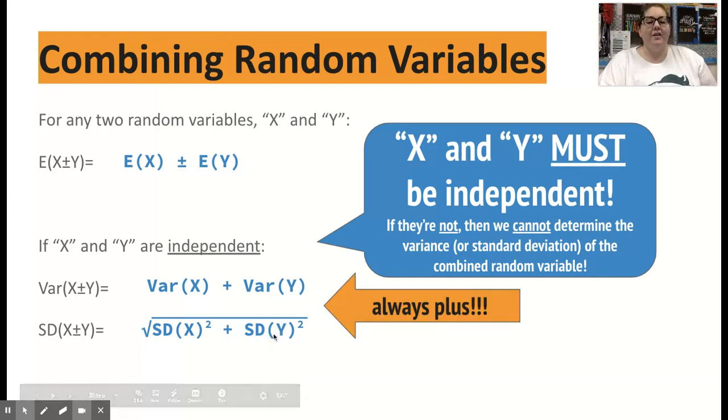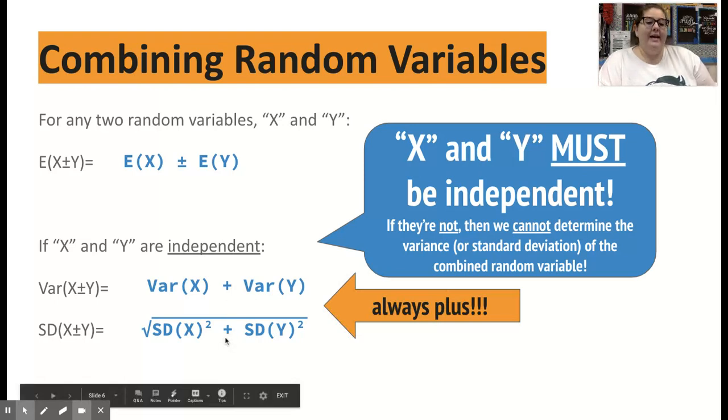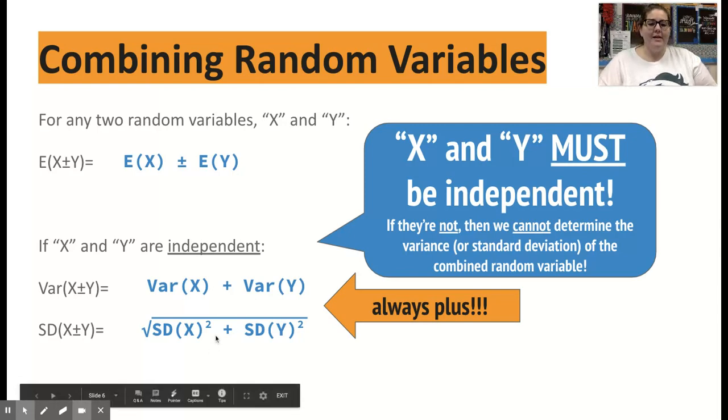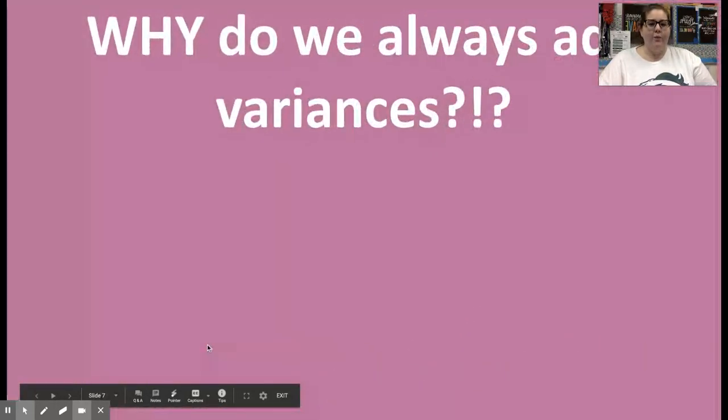But the other thing that you may have noticed is that these formulas both have a plus in them. And that is because when we are combining variables, the variability, the standard deviation, the variance always increases, even if we're subtracting the variables. Let me explain why, and then we'll get to some examples. So why do we always add with variance or standard deviation?